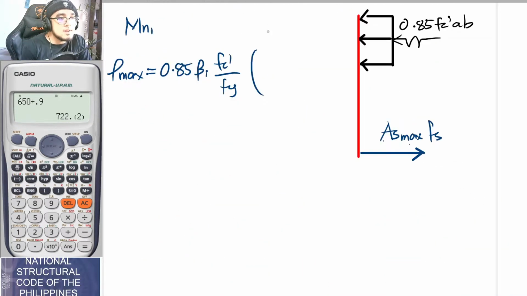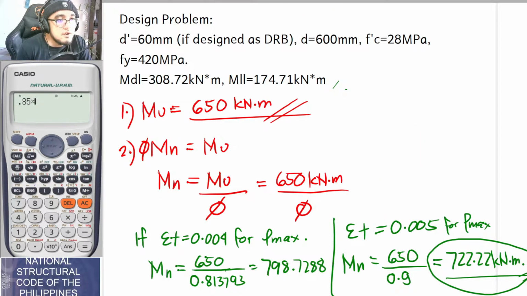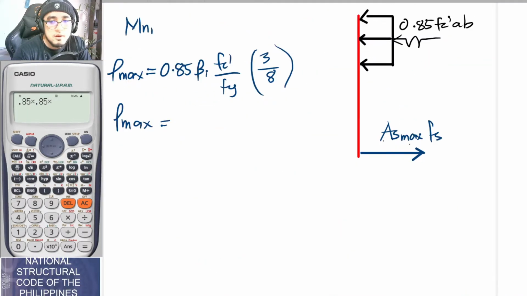With that, this is to be 3/8. Once again, if you would be using NSCP provision, this should be 3/7, not 3/8. From that, for your rho max, this is equal to 0.85 times beta 1. What is beta 1? If your value for fc prime is 28 megapascal and lower, your beta 1 is automatically 0.85. So times 0.85 times fc prime divided by fy, that is 28 divided by 420. Let's go back to our solution.